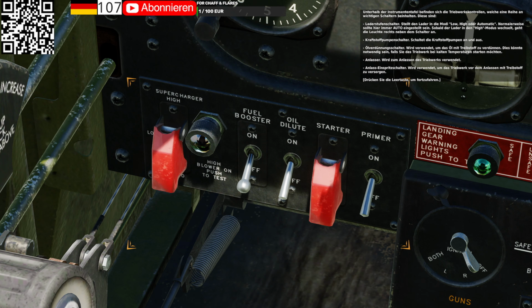Fuel booster switch turns the fuel booster pumps on and off. Oil dilute switch, used to dilute the oil with gasoline, which may be necessary when starting in cold temperatures. Starter switch, used to turn the engine prior to ignition during startup. Primer switch, used to feed fuel to the engine through the fuel primer system during startup.